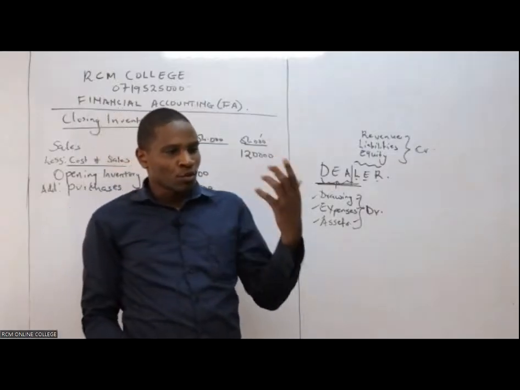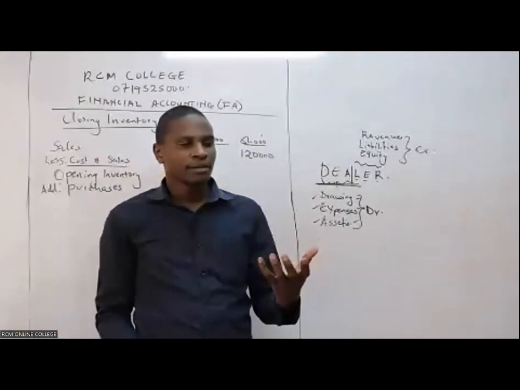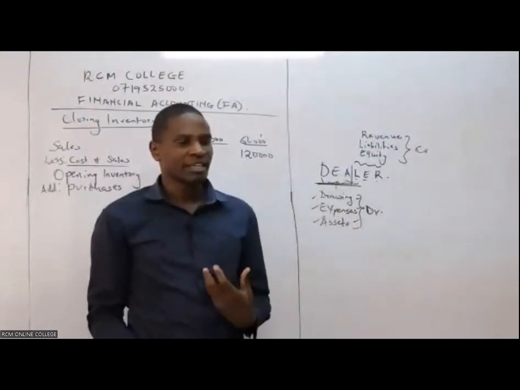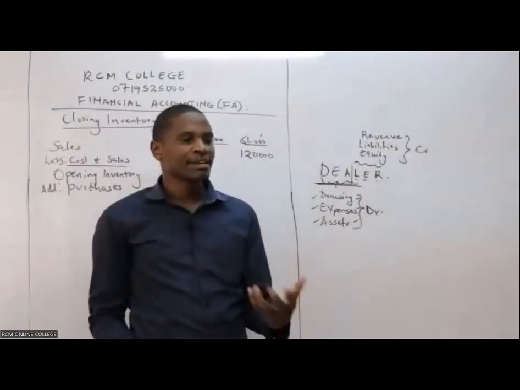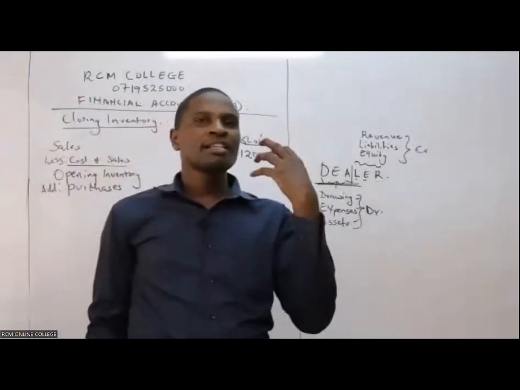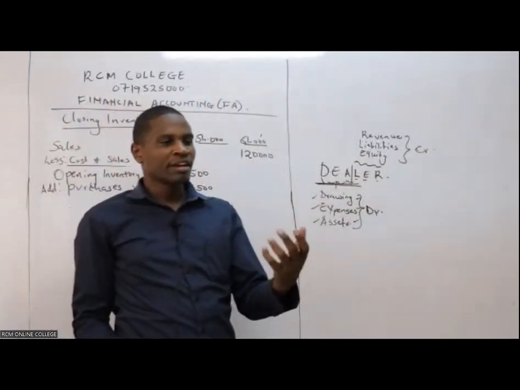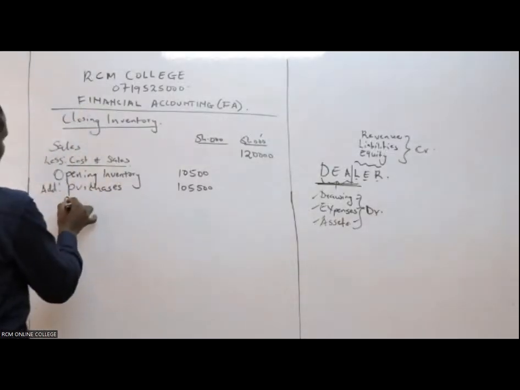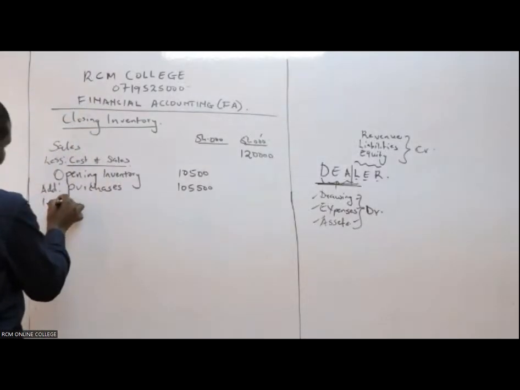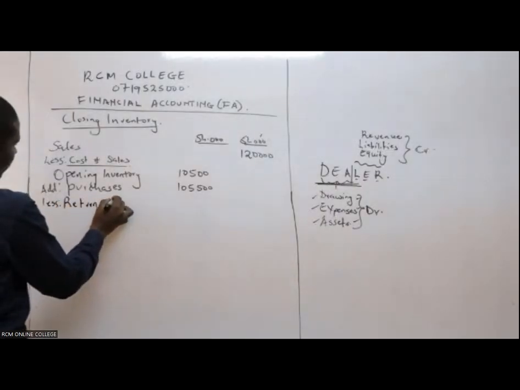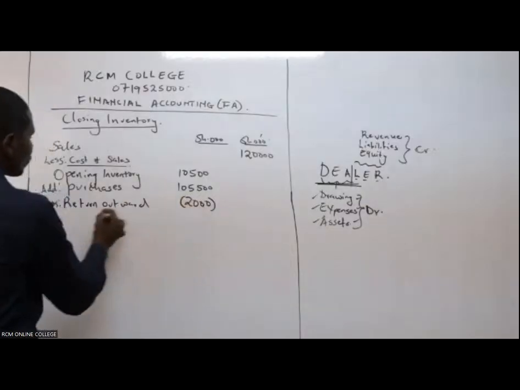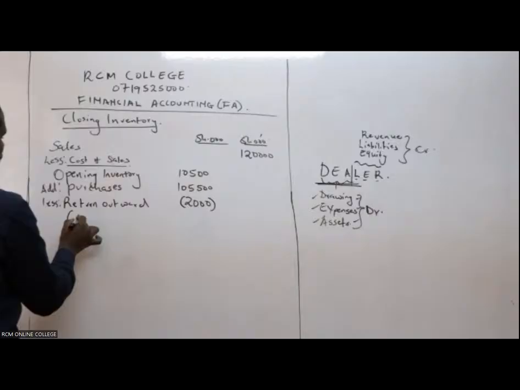Remember, we have carriage inward. The cost that we incur when we are bringing the goods into our business. That is carriage inward. That is added. And then return outward, we do what? Return outward, we subtract. So if I less 2,000 here, whatever I'm going to get here is COGS, cost of goods available for sale. I want you to give me the COGS.